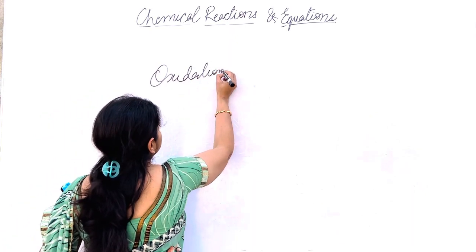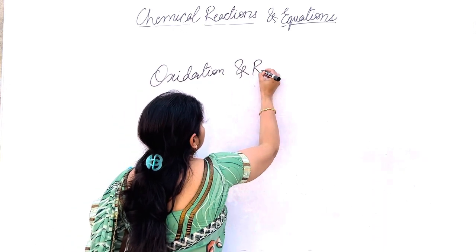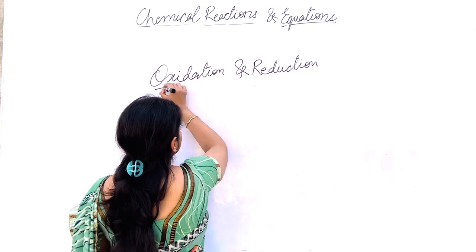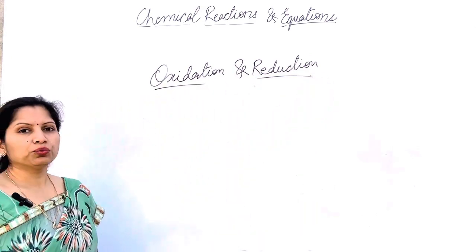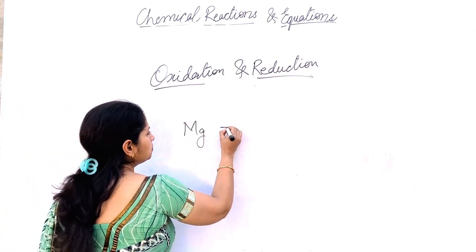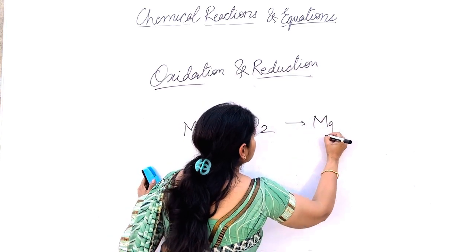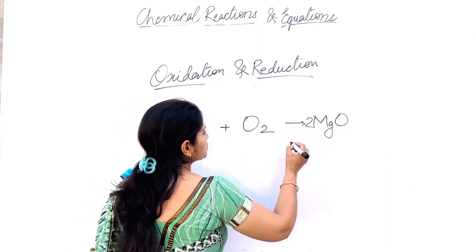Oxidation and reduction. I'll tell you with one example. For example, magnesium combines with oxygen to form magnesium oxide. To balance it, I'll just do that.